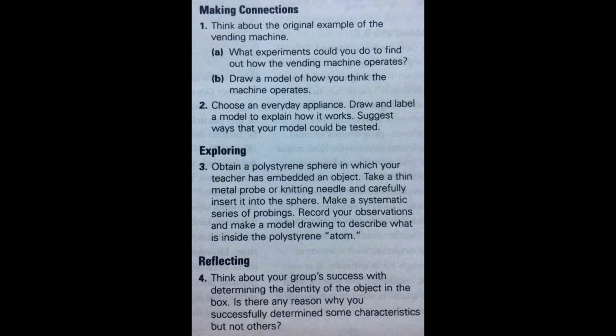Making connections. 1. Think about the original example of the vending machine. A. What experiments could you do to find out how the vending machine operates? B. Draw a model of how you think the machine operates. 2. Choose an everyday appliance. Draw and label a model to explain how it works. Suggest ways that your model could be tested.